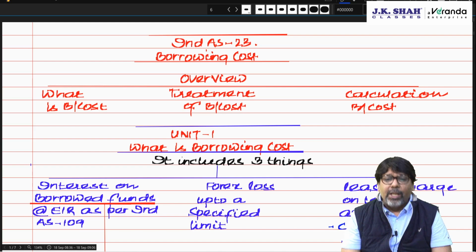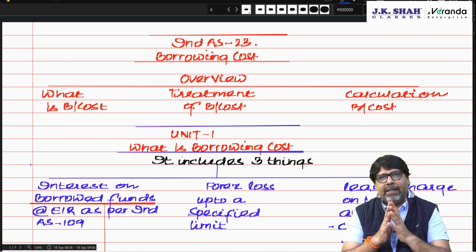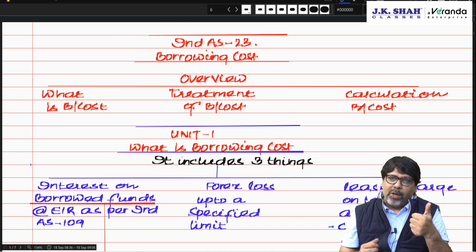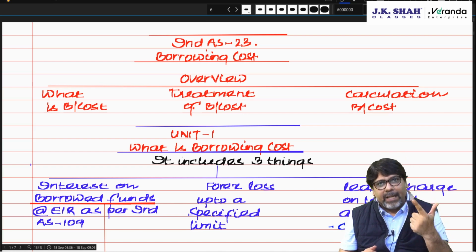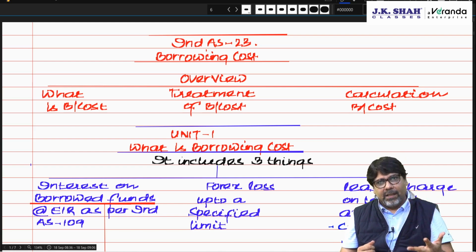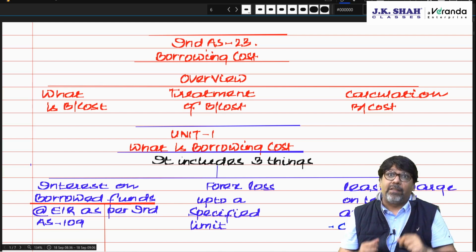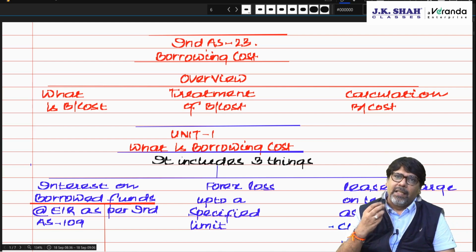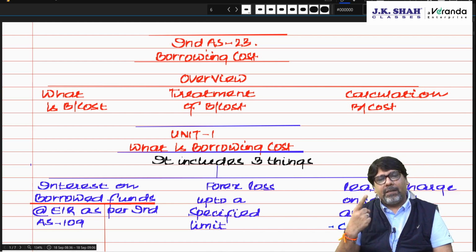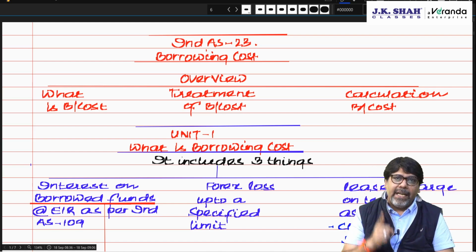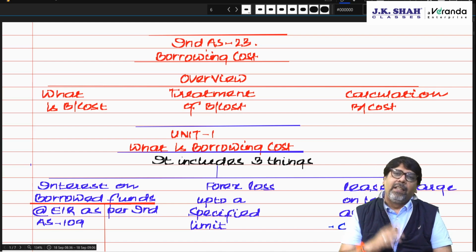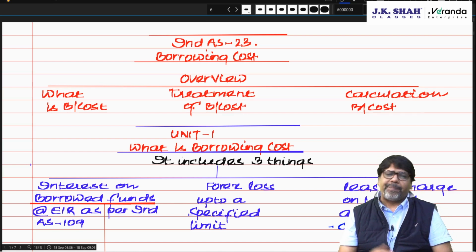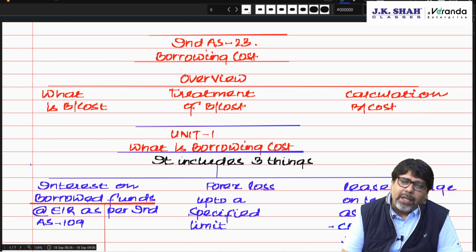So basically we have divided this standard into three parts. First part is what is borrowing cost. Second, treatment of borrowing cost. Third is calculation of borrowing cost. In calculation of borrowing cost we have again three parts. One is foreign borrowings, one is Indian borrowings but specific in nature. Third is Indian borrowings but general in nature. Am I clear? So Chartered, what is borrowings?